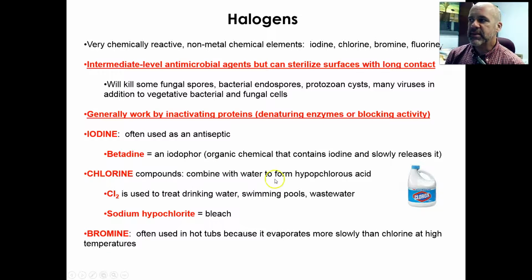All right, some chlorine-based compounds. Now, you guys know that chlorine gets added to swimming pools to help lower the number of organisms that are capable of growing in the swimming pool. It's also used to treat your drinking water. Wastewater, like at sewage treatment plants, is exposed to chlorine. That's Cl2, two chlorine atoms bonded together. And what these compounds do, they combine with water and form hypochlorous acid. And it's the hypochlorous acid that's very chemically reactive as well, and can help with the mode of action for these particular kinds of compounds.